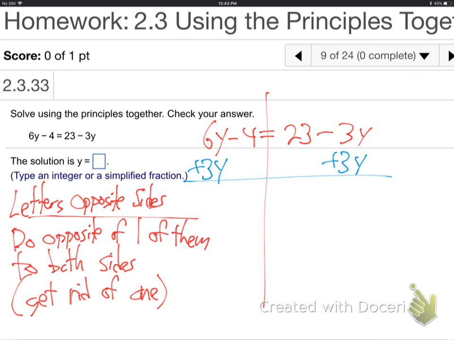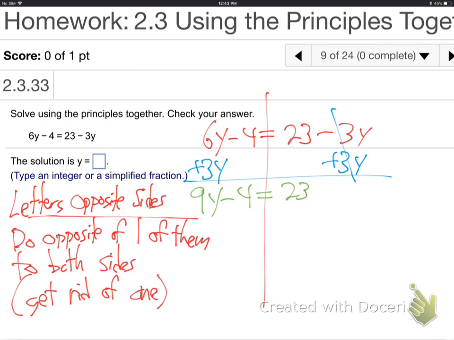You don't have to. You can get rid of the higher one. It doesn't really matter. So I'm getting rid of the lower one, so the opposite is plus 3y. So that does get rid of that one. It makes the other one, what's this, 9y? And now we've got the letter in only one spot. Now it's back to normal.